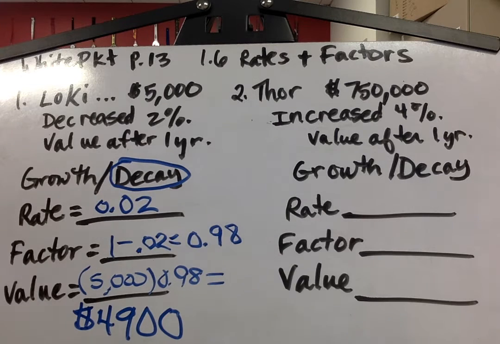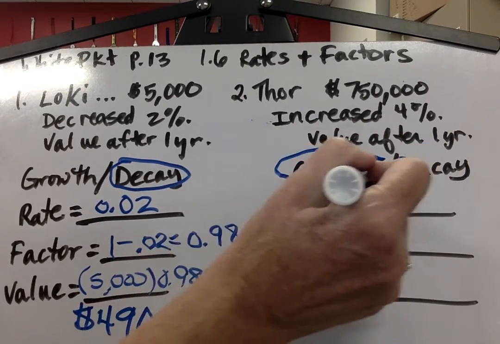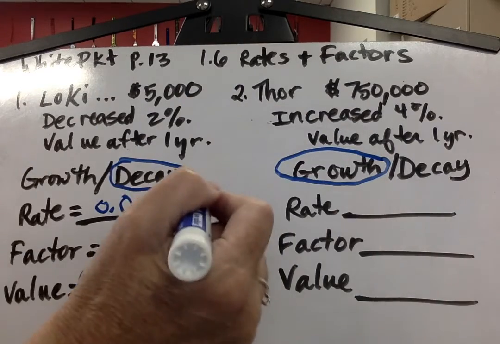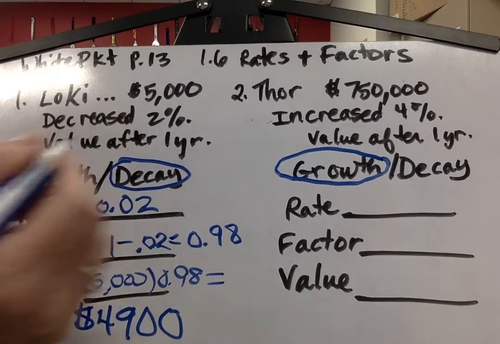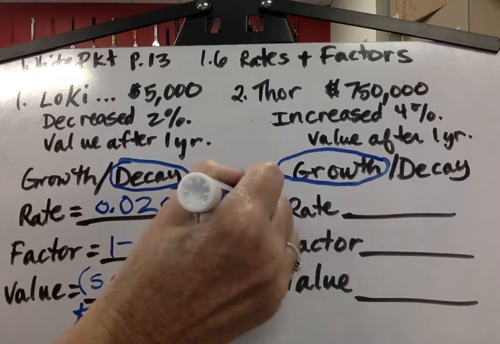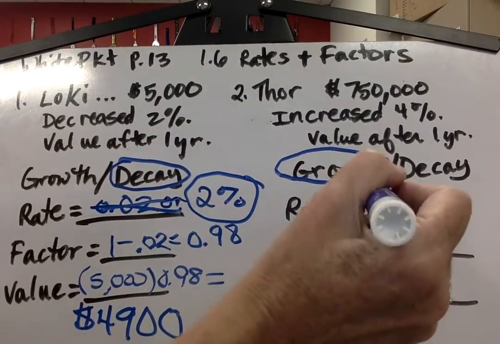Next, Thor bought a house for $750,000. The value increased by 4%. Find the value after 1 year. So he's buying a house and it's going up in value, so it's a growth. Our rate is going up by 4%, or we could put it as 0.04. Actually, let's go back to the first one. I'm going to leave that at 2%. Let's try and leave rates in percents rather than decimals. So this one I'm going to put 4%.